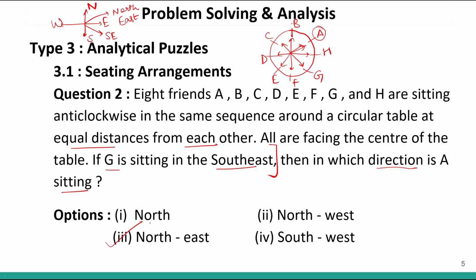Clear? This is how you solve questions on seating arrangement. What are the things that you have to remember? First, which direction they are facing, whether they are facing inwards or whether they are facing outwards, whether they are sitting in the same sequence, like it was mentioned over here that they are sitting anti-clockwise in the same sequence or not. This you have to keep in mind as well. Then other thing is left and right. For example, I've told you this already.